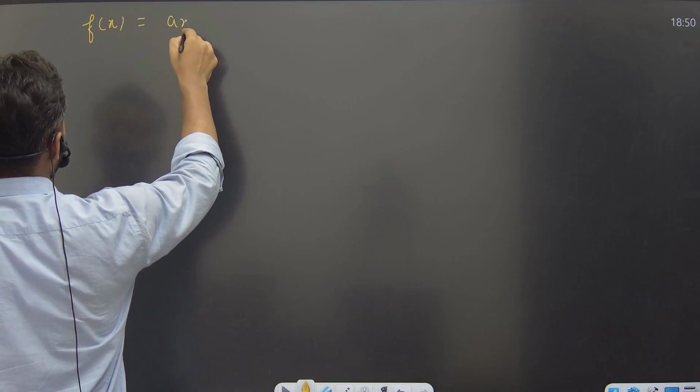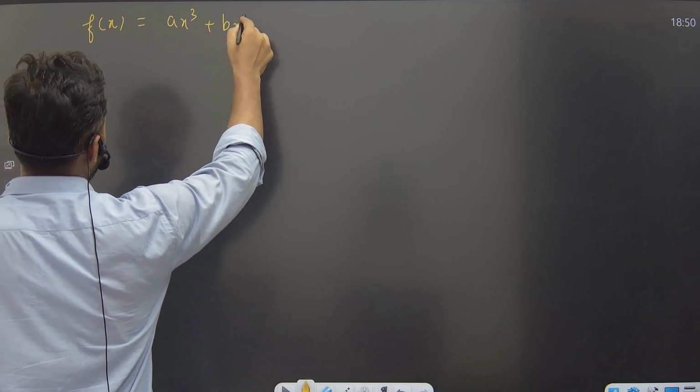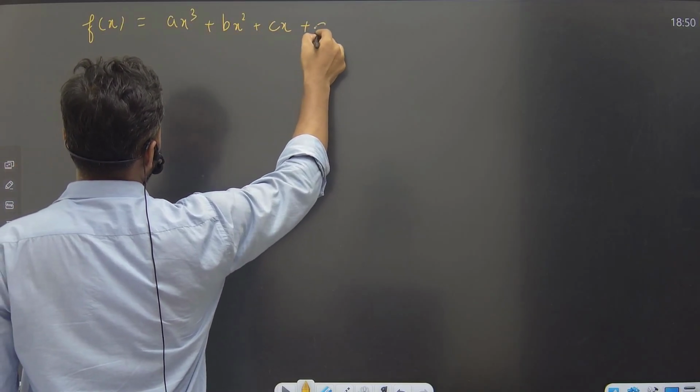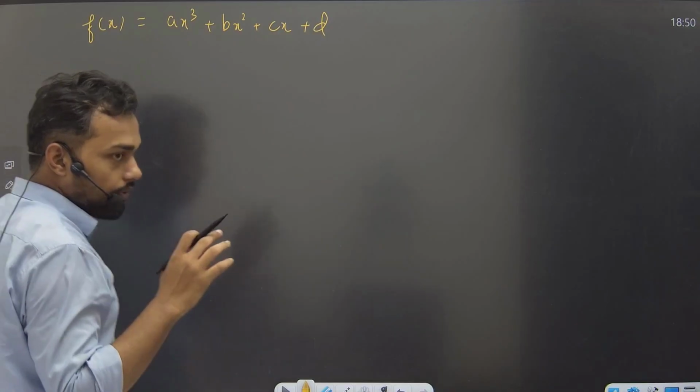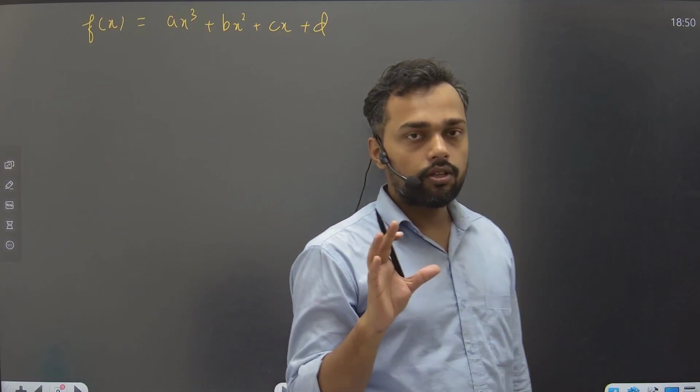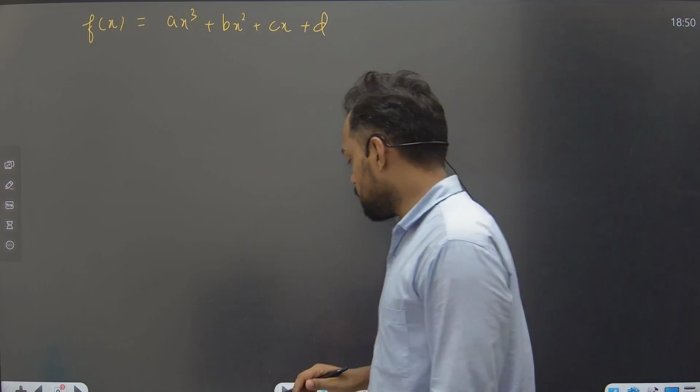We have, let's say, f(x). What is the normal cubic equation? We will write that normal cubic equation, that is given by ax cube plus bx square plus cx plus d. This is the normal cubic equation, which everyone knows, the general form of a cubic equation.